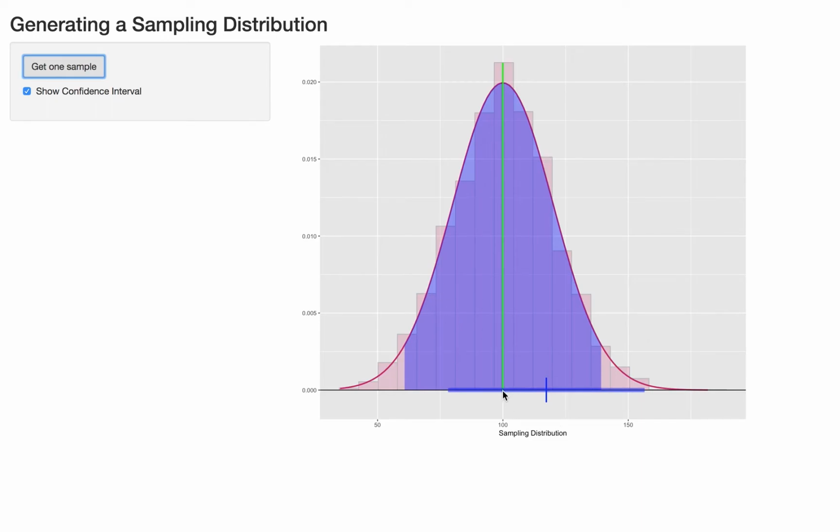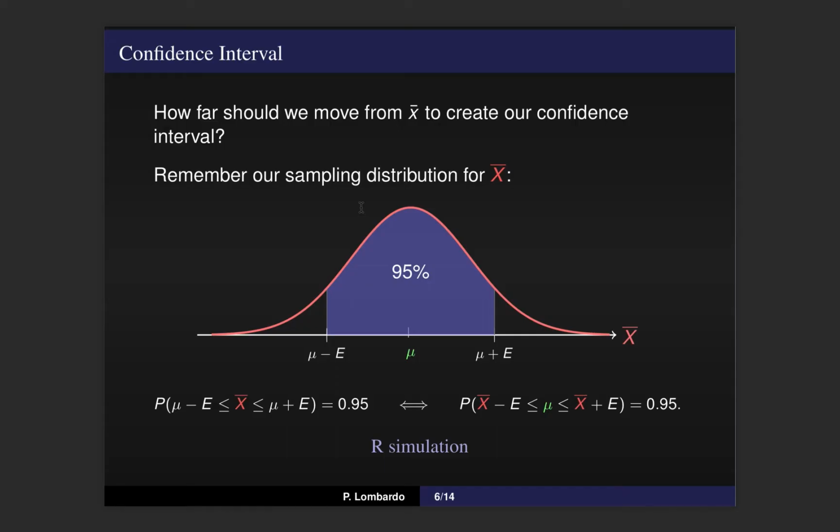So, short story, the way that we want to lengthen from that sample mean to create our confidence interval, it's the same length, it's the same margin of error we would use when finding a middle percentage of the sampling distribution. All right, one more recap.